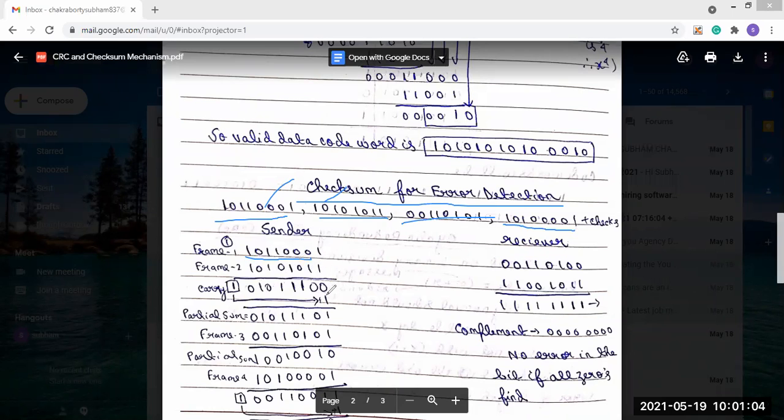There you can see 0, then 110 carry 1, then 1, 101, 110 carry 1. Then this is 1, so 110 and carry 1. You can see a carry is generated. This carry will be added with the LSB bit. If a carry is generated, it is added to the LSB bit. After adding with the LSB bit, we get 010 111 01.